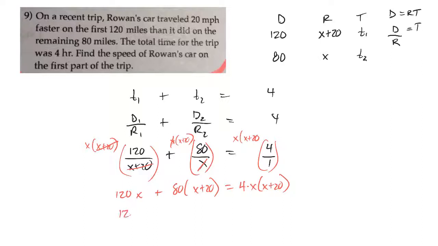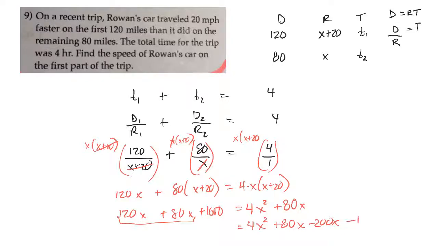So I have 120x plus 80x plus 1600 equals 4x squared plus 80x. And now I'll collect like terms. I'll bring everything over to the right. So I'll have 4x squared plus 80x, and these together would be 200, so minus 200x minus 1600. So that is 4x squared minus 120x minus 1600.